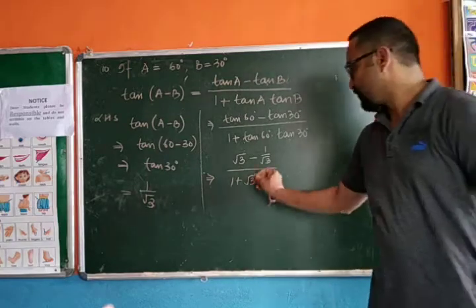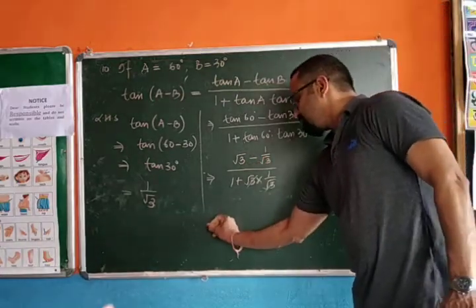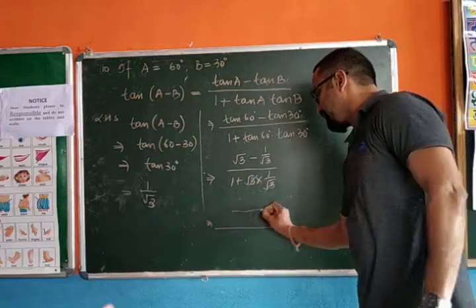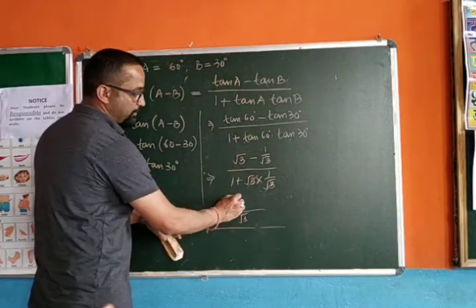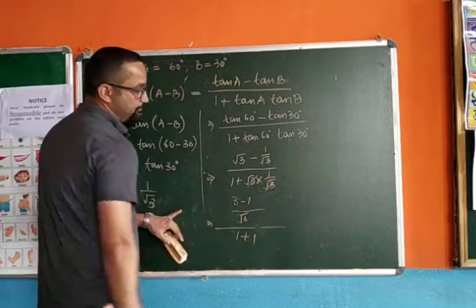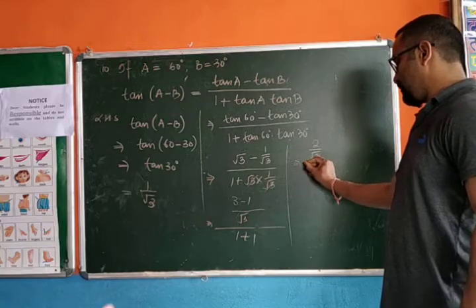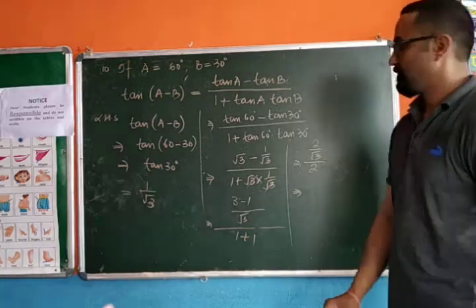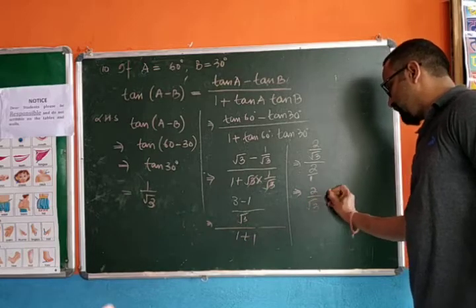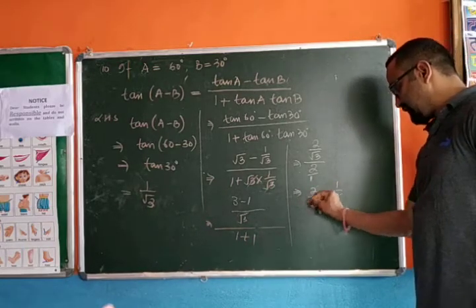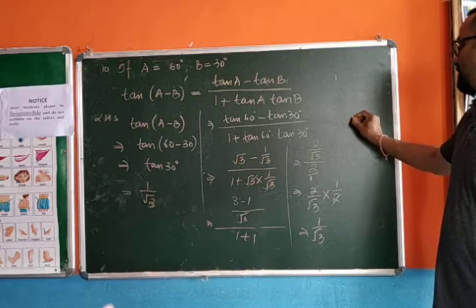You can cancel it now. Root 3 from denominator you cancel. You cannot cancel numerator because there is minus sign. Simplify the numerator. Take LCM. And LCM is root 3. Root 3 multiplies, you get only 3 minus 1. 1 plus 1 is left. 3 minus 1 is 2 divides by root 3. Denominator you have 2. Reciprocate this by making a fraction at denominator. 2 by root 3 into 1 upon 2. Cancel it, which is equal to 1 divides by root 3. Left hand side is equal to right hand side. Proved.